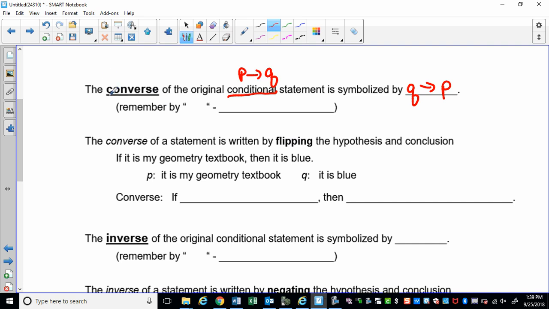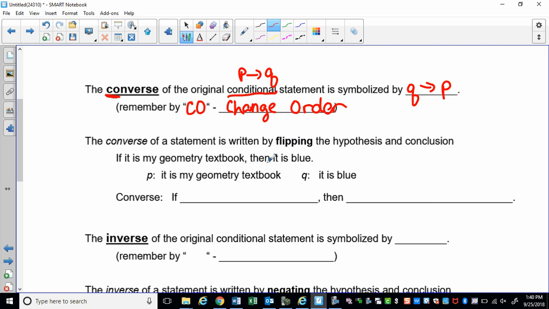And I remember this by the first 2 letters, CO. That just means to change the order. Okay, the converse of a statement is written by flipping: the hypothesis goes last, and then the conclusion.